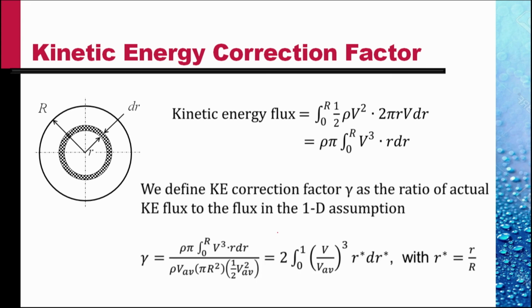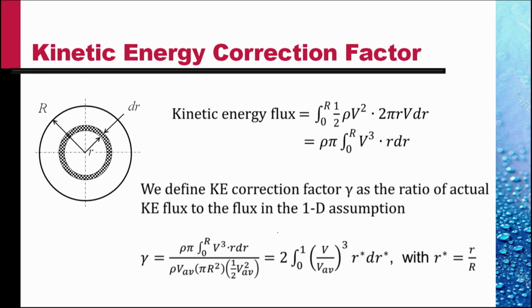So, we define gamma, the kinetic energy correction factor, as the actual kinetic energy flux shown in the numerator divided by the kinetic energy flux with one-dimensional assumption, which is obtained in the last slide. And this simplifies to twice integral 0 to 1 of v by v average, whole cubed, r star dr star, where r star is r divided by capital R, the radius of the pipe.